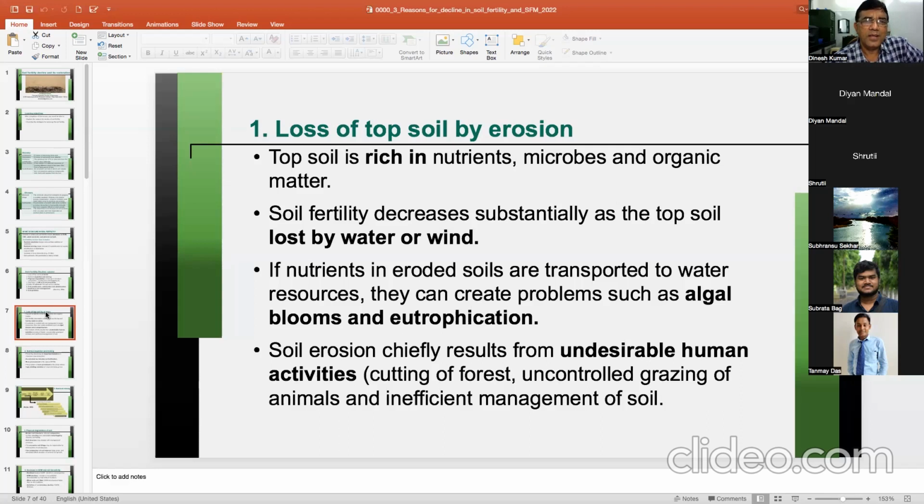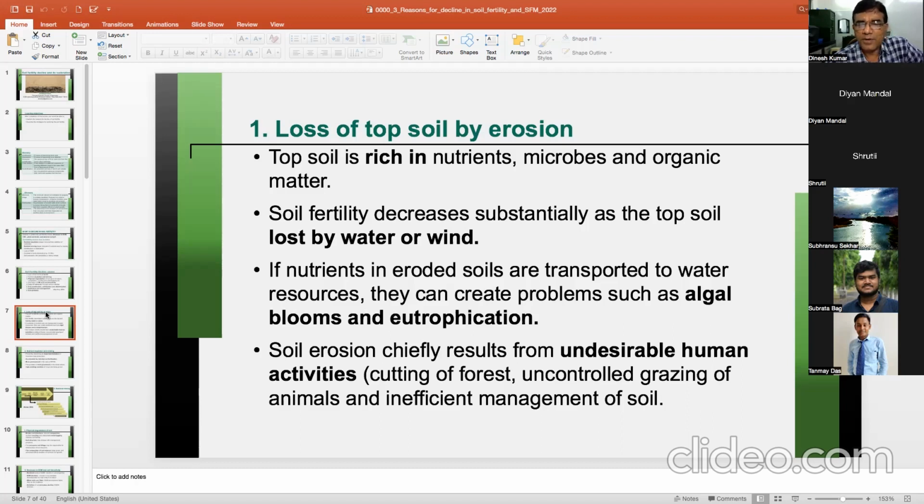Not only this, the nutrients which are lost from here will accumulate in water bodies, where they can reach lakes, ponds, rivers or oceans. And there they can cause algal growth, which is known as eutrophication. Algal blooms and eutrophication: eutrophication is enrichment of water bodies by algae growth. And this is very dangerous because many times this results in death of fishes and other aquatic animals because of production of carbon dioxide in the water, and they consume the oxygen.